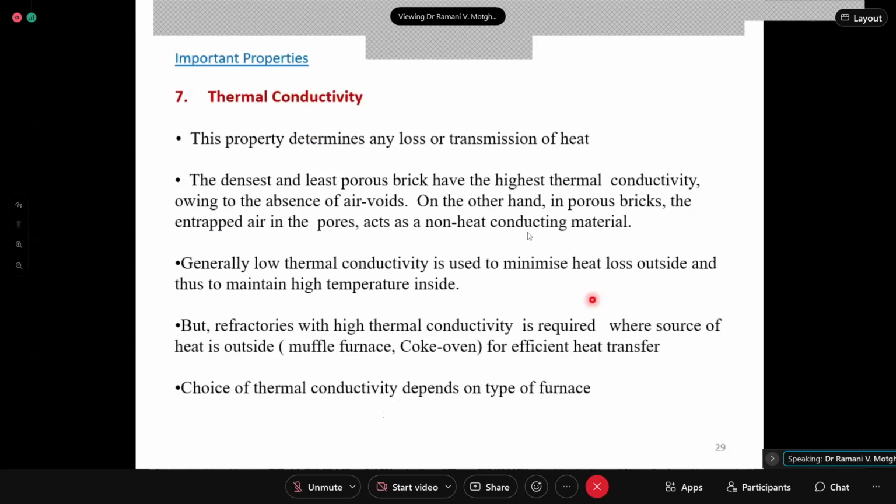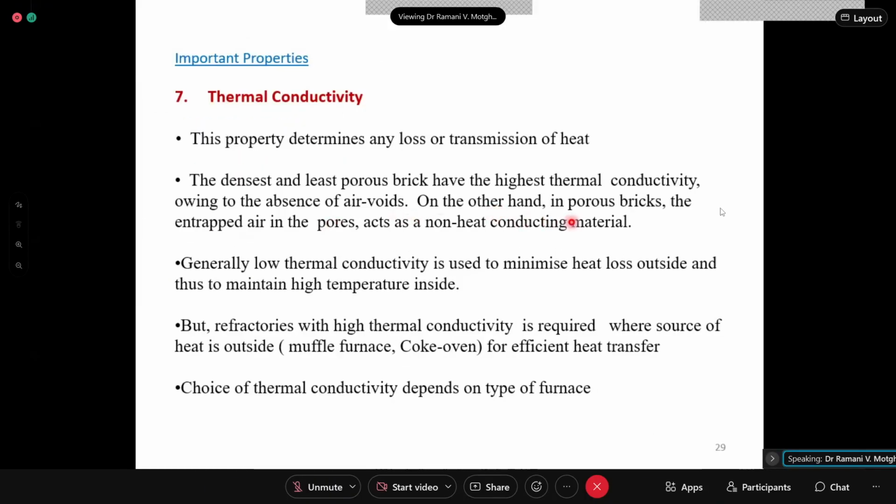Okay, so this property determines any loss or transmission of heat. The densest and least porous brick have the highest thermal conductivity, owing to the absence of air voids. On the other hand, in porous bricks, the entrapped air in the pores acts as a non-heat conducting material.